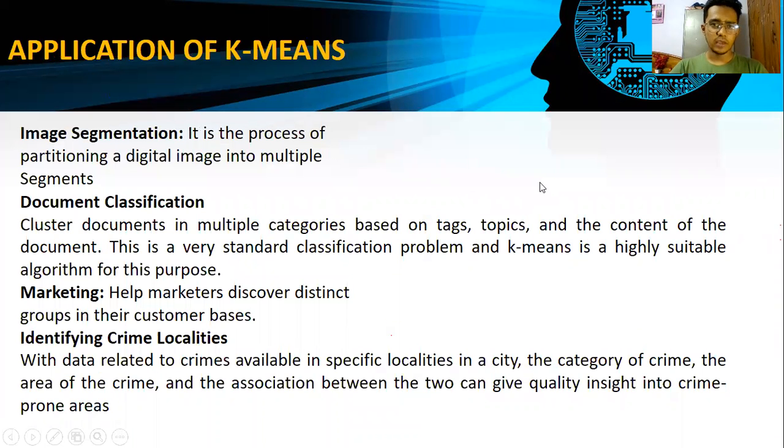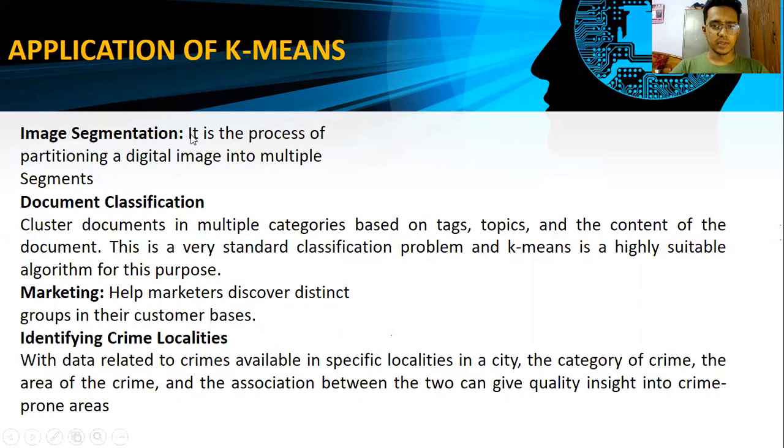Now the applications of k-means. K-means clustering has n number of applications. These are some of the many applications that I'm mentioning here: image segmentation, document classification, marketing, and identifying crime localities. K-means can be very helpful in marketing too. Let's go through them one by one.